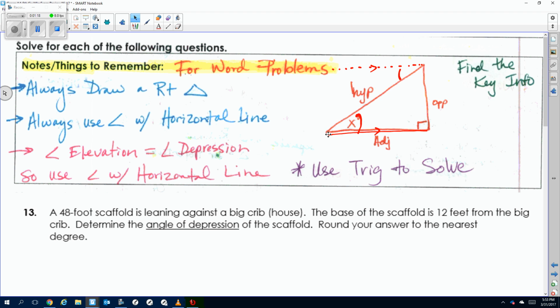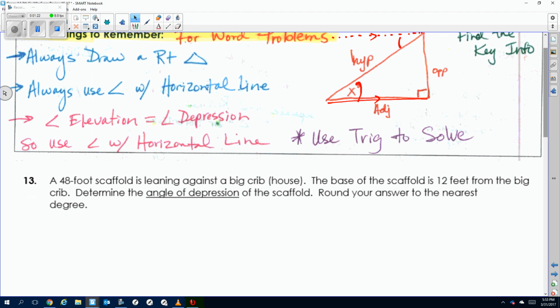So, for example, I'm going to start number 13, but you're going to finish it. I want you to make sure you check your work and have your correct setup. Here it says a 48-foot scaffold is leaning against a big crib house. The base of the scaffold is 12 feet from the big crib. Determine the angle of depression of the scaffolding, rounded to the nearest degree.